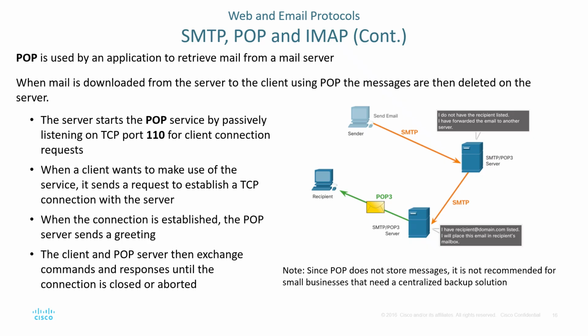The server starts the POP service by passively listening to TCP port 110 for a client connection request. When a client wants to make use of the service, it sends a request to establish a TCP connection with that server. When the connection is established, the POP server sends a greeting. The client and POP server then exchange commands and responses until the connection is closed or aborted.